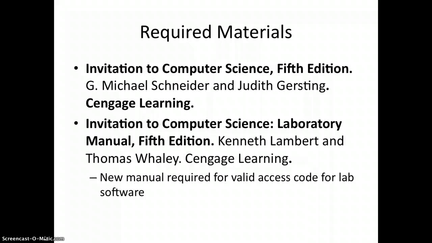So the required materials for this class include the Invitation to Computer Science textbook and Invitation to Computer Science Laboratory Manual, both the 5th edition. The thing about the lab manual is you actually need to have a new manual because it gives you a valid access code for the lab software. In case some of you have difficulties in getting the materials on time due to financial aid or whatnot, I've provided some samples of the first few chapters for the textbook and the first few labs, so that should get you started in case you have any delays.